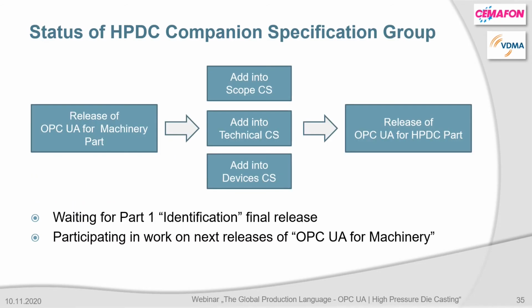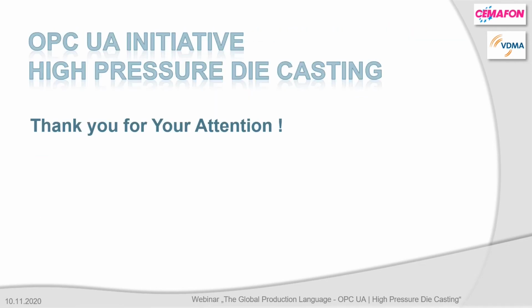As I said, we advance the way that our release is based on OPC UA for machinery. We add the different parts of machinery to our companion specifications and then release our own version of the high pressure die casting standard. So that was a short wrap up of our companion specification.